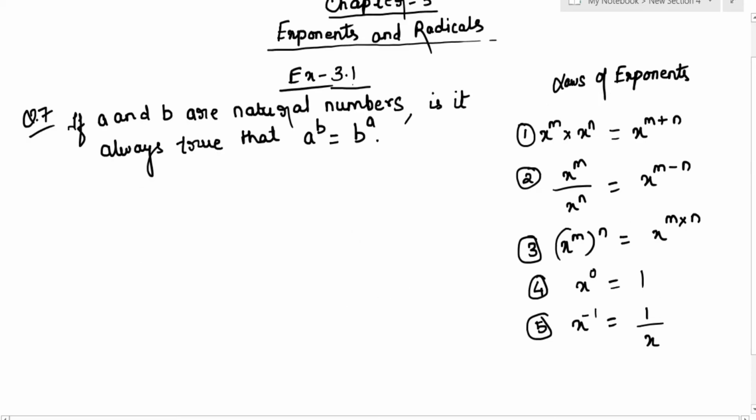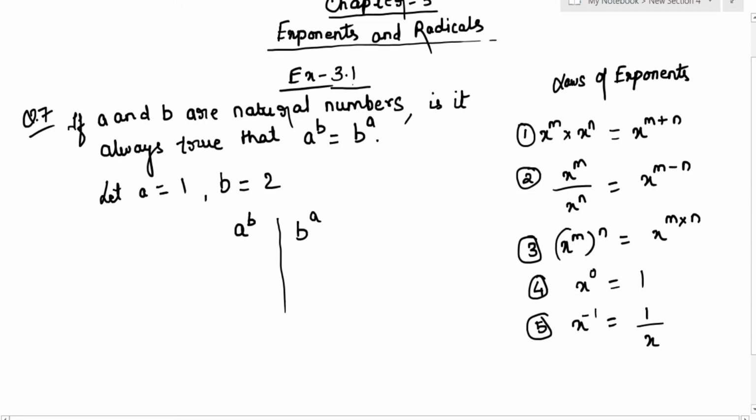Now question number 7 is asking, if a and b are any natural numbers, is it true that a to the power b is equal to b to the power a? No, it is not true. Why is it not true? First of all, let us suppose the value of a and b as any of the natural numbers. So let a equal 1 and b equal 2, where 1 and 2 both are natural numbers. Now we will put in the values of a to the power b and b to the power a, and we will check whether we are getting the same answer or not.